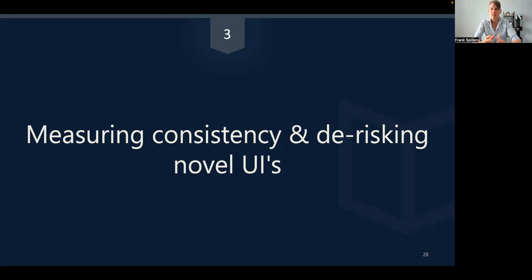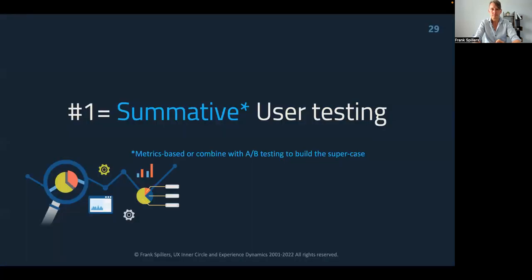So how do you measure consistency, and how do you remove the risk from novel UIs? That's the thing there. Novel UIs, I'm talking about those creative directors that I mentioned, design directors, that think consistency is something they should tear apart. One of the most important ways to evaluate consistency is through user testing. That's the most important way.